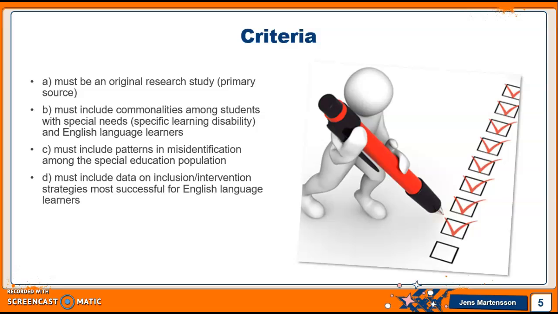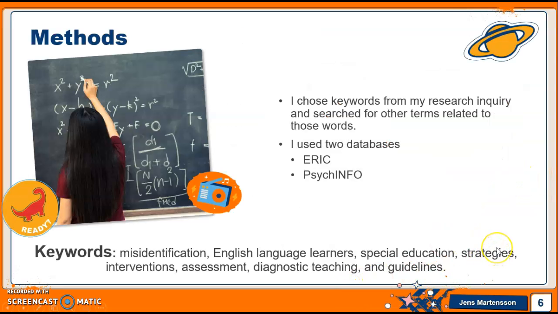Methods. I had four criteria. It had to be an original research study. It had to include some commonalities among students with special education, preferably specific learning disability and English language learners. Include some patterns in misidentification among the special education population and some data on inclusion and intervention strategies most successful for English language learners. I chose keywords from my research question, and the two databases that I used were ERIC and PsycInfo, and here's a list of some of the keywords that I used right here.